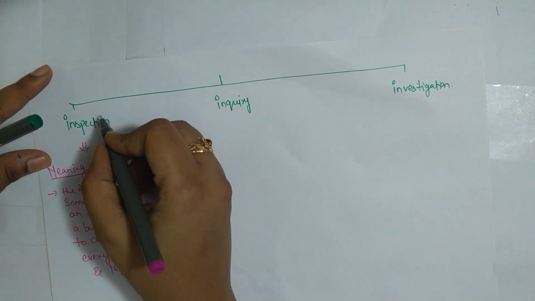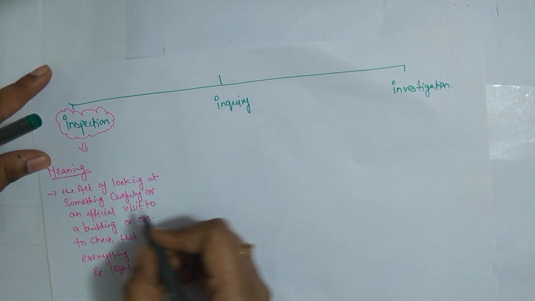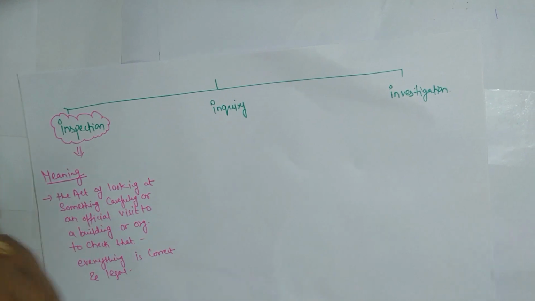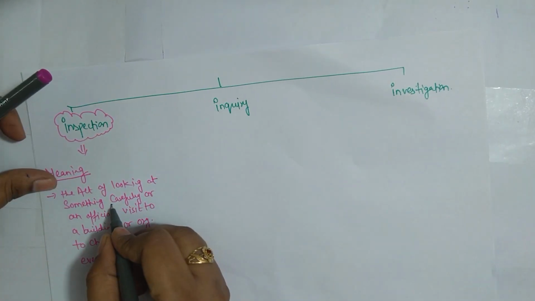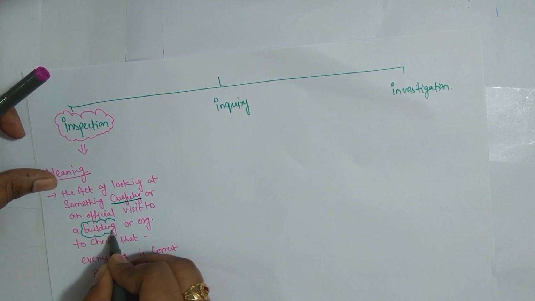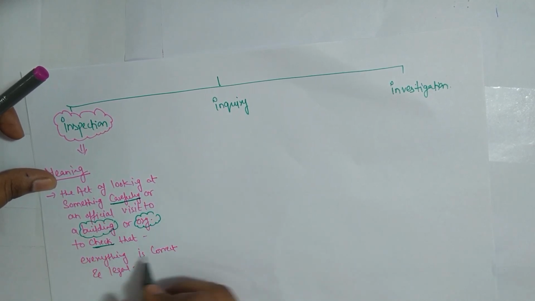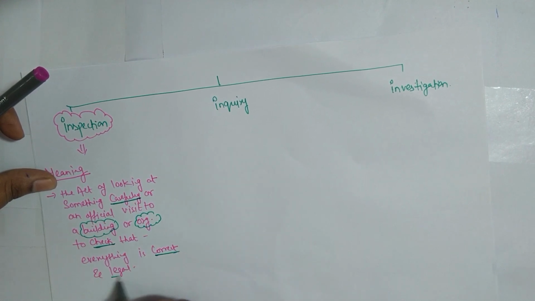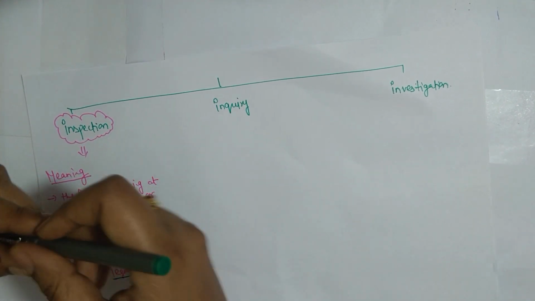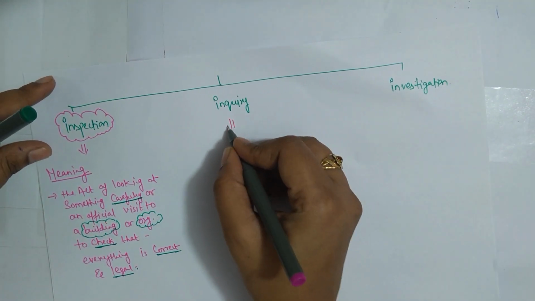Inspection means to inspect, to find out carefully, or you can say an official visit to any building or into an organization to check that everything is correct and legal, or you can say as per the law. Now moving forward to inquiry.